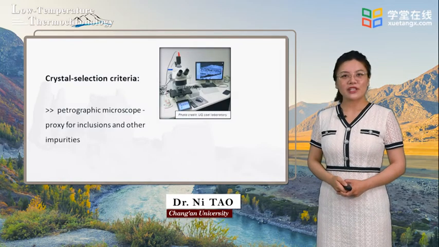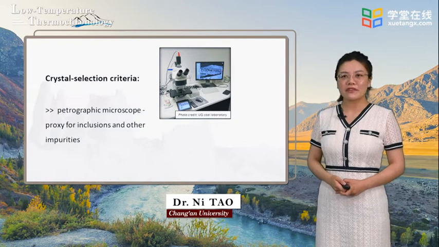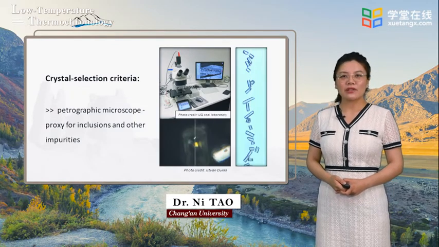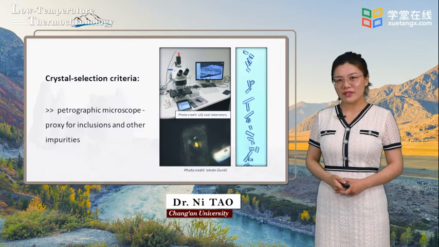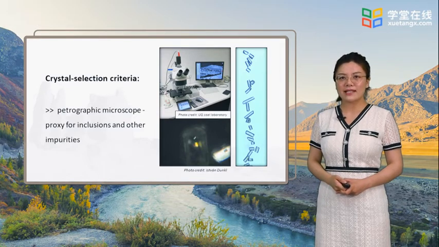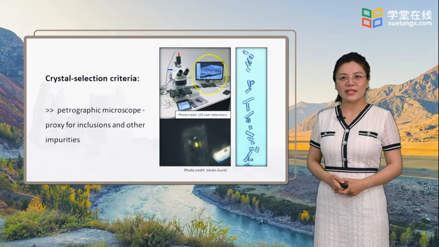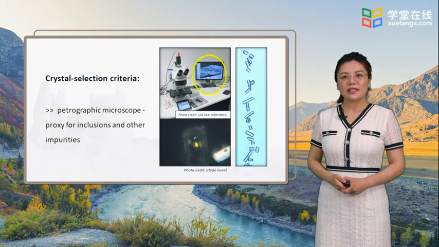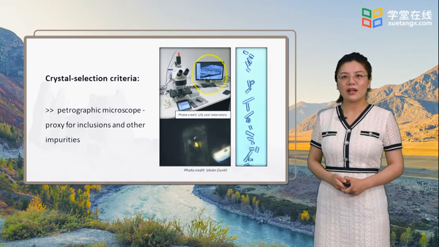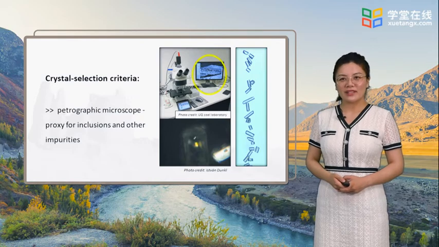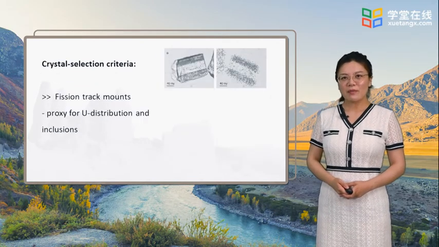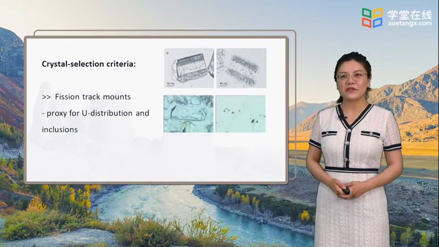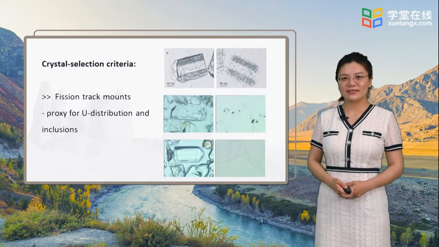More dedicated crystal selection imaging facilities include a high-resolution stereo microscope with a 360-degree rotating polarized stage, polarized analyzer, transmitted and reflected light sources, and bright and dark field capabilities. Crystal morphometrics of selected samples are collected using a high-definition camera and interactive measurement software. The fission track mount is actually a very useful proxy for uranium distribution and inclusions.